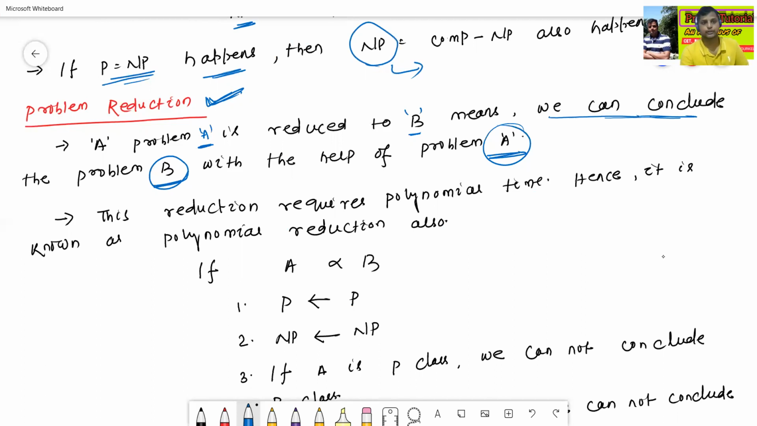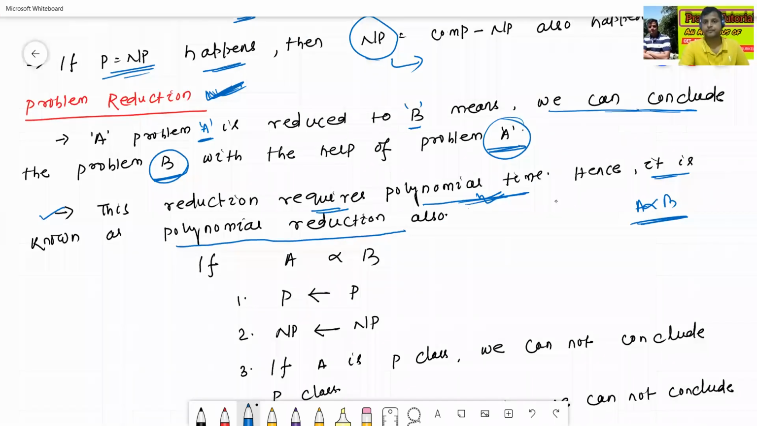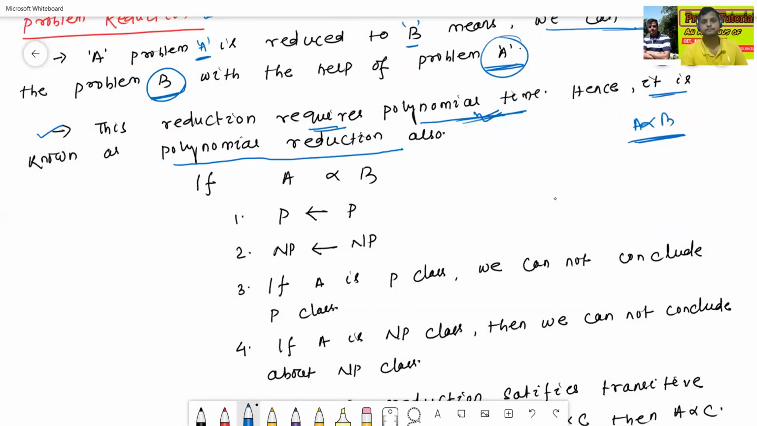So the next point: this reduction, A reduced to B, requires polynomial time. Hence it is also known as polynomial reduction, because it requires polynomial time.